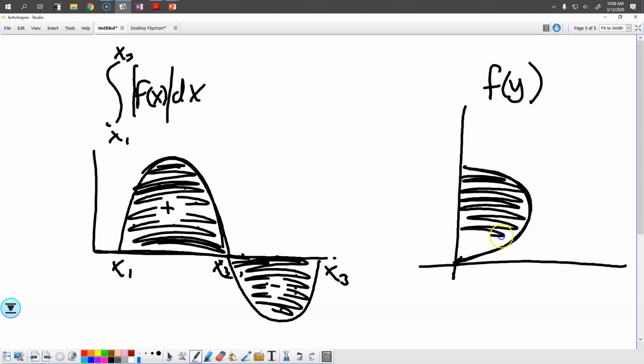Now let me ask you guys this. Do you think this area would be a positive area or a negative area, and why do you think that? Positive. Why would it be positive? So, yeah, the key answer is because it's to the right. It doesn't matter if it's above the x-axis, because what matters is that when you have a function of y, like the one we had on the last page, let's say it was that, this represents the x value, right?